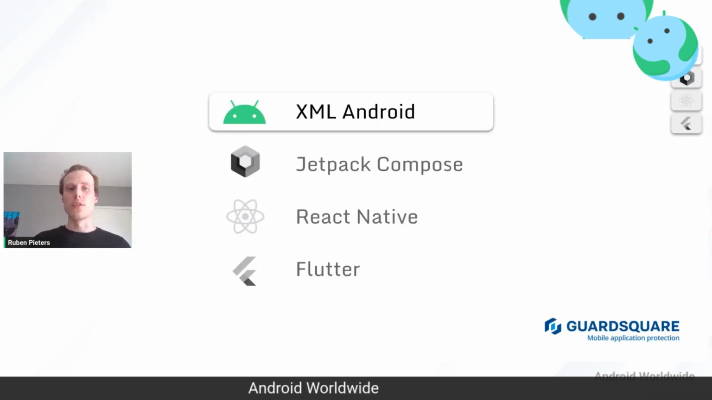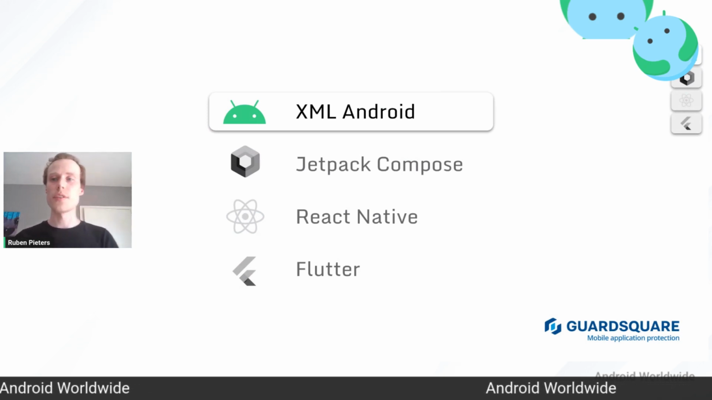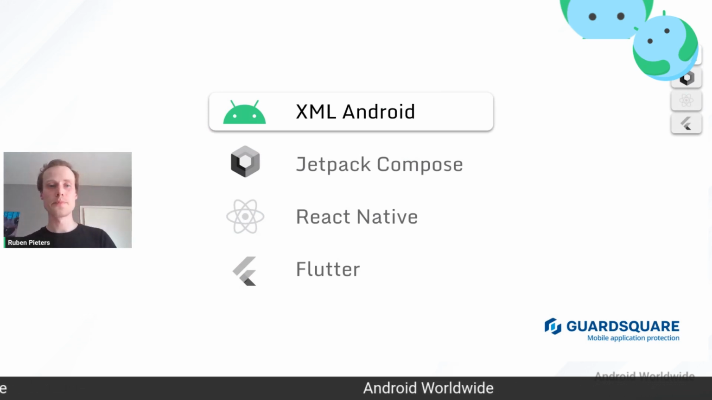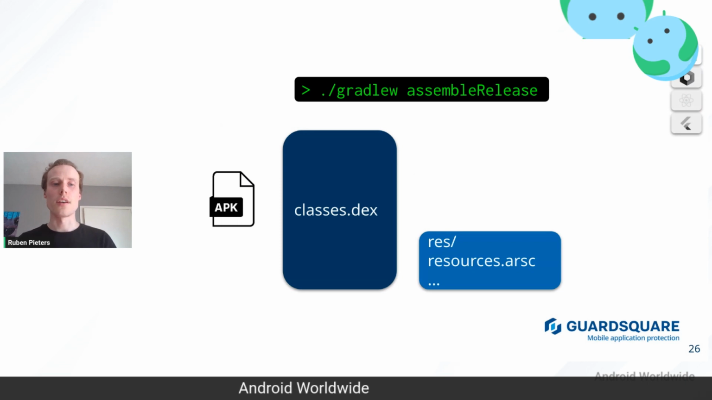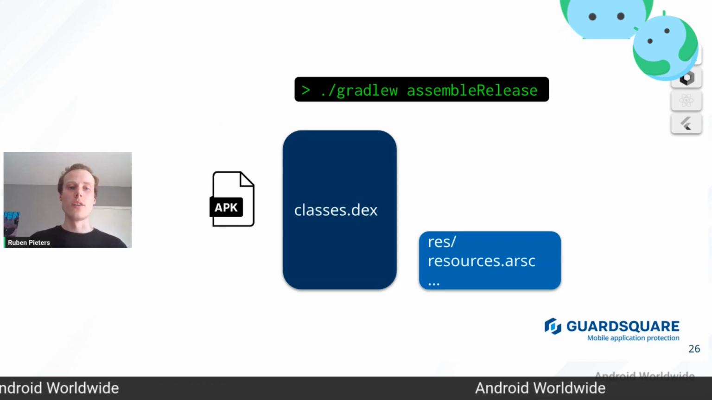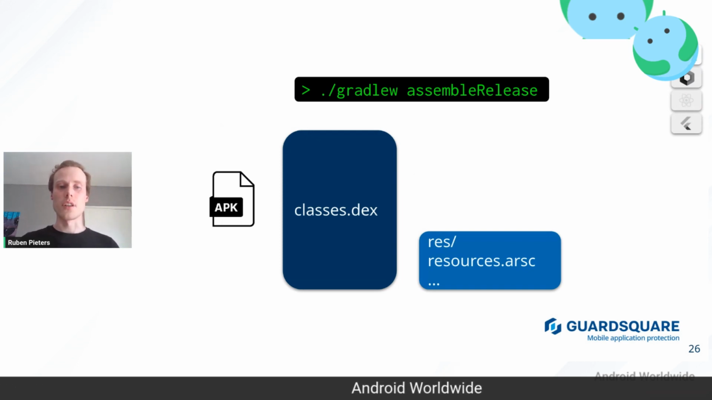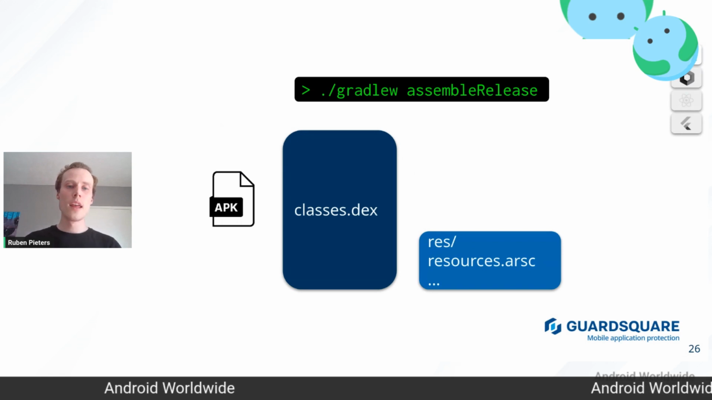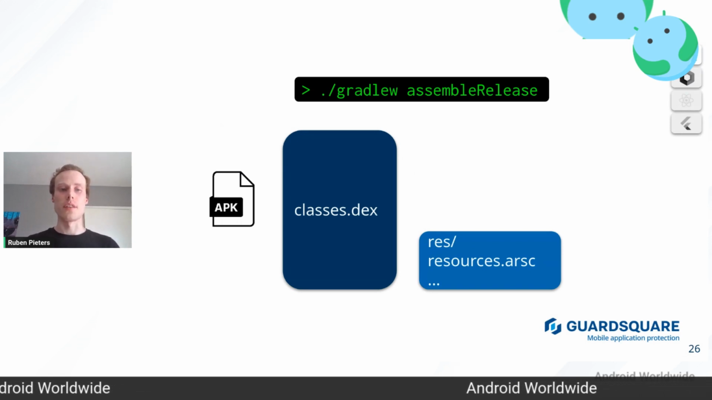So then let's have a look at the first framework, the base XML Android version of the app. When we look at the APK, in the broad overview, we'll see that we have this classes.txt file, and we have some resources and resource files. And in this text file is actually where the main code is located.